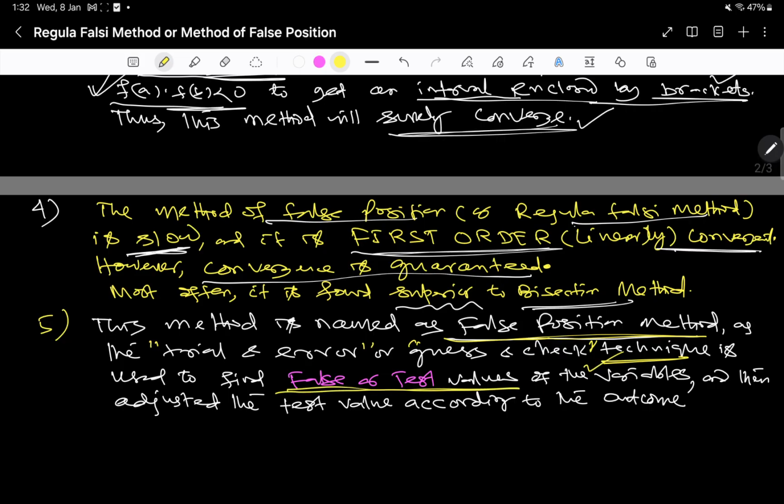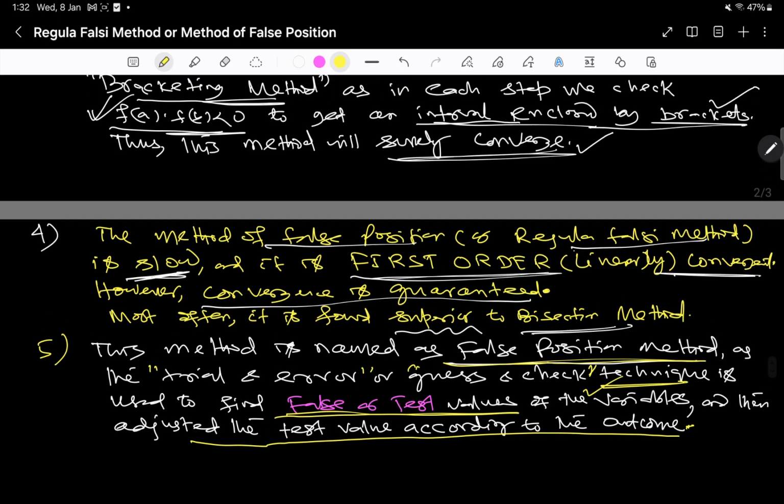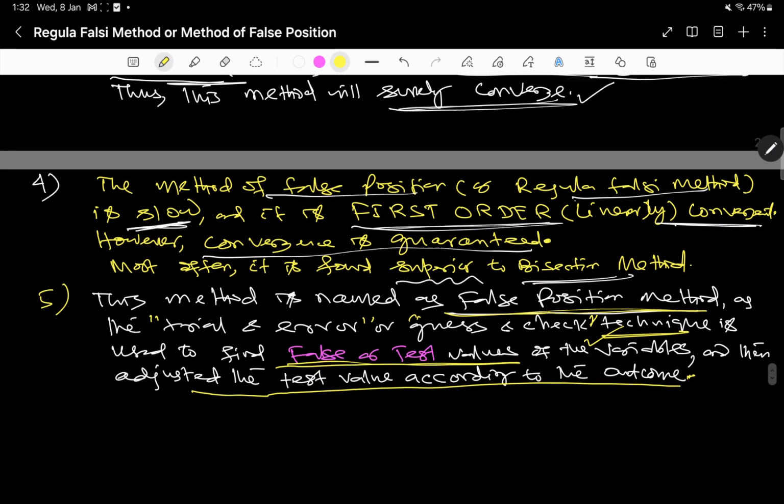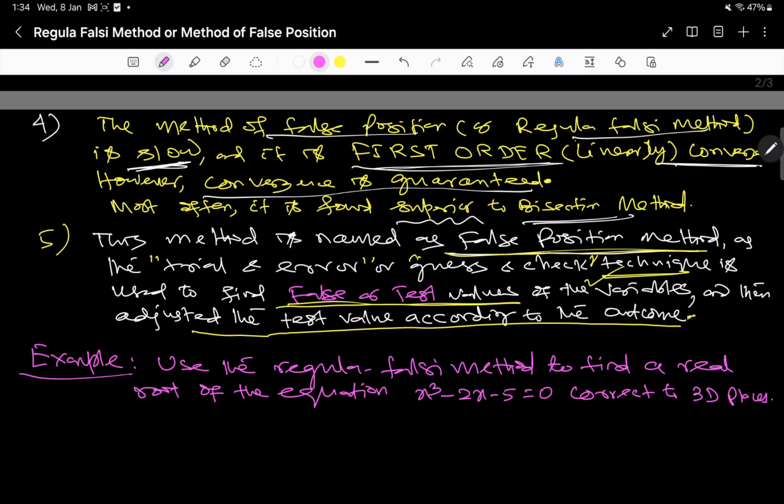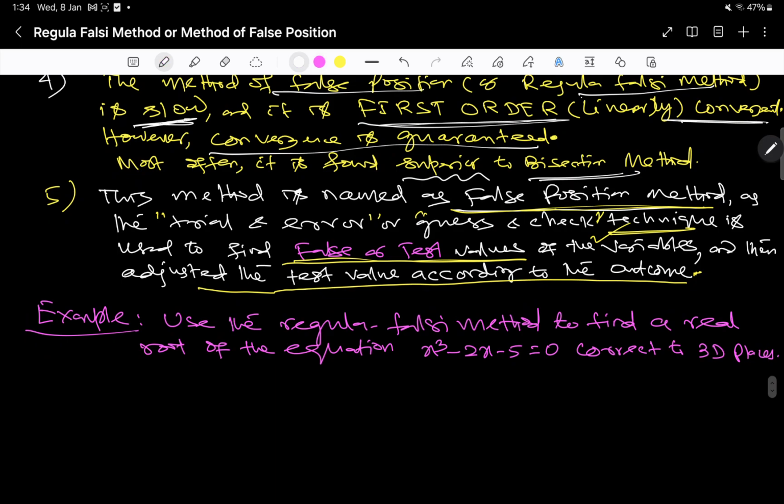At the beginning we use the false or test values, subject to the condition f(a) into f(b) is negative, then the variables are adjusted according to the desired outcome. That's why this method is known as the false position method. So let us discuss some important examples, then your idea will be clear. So now let us solve one problem.